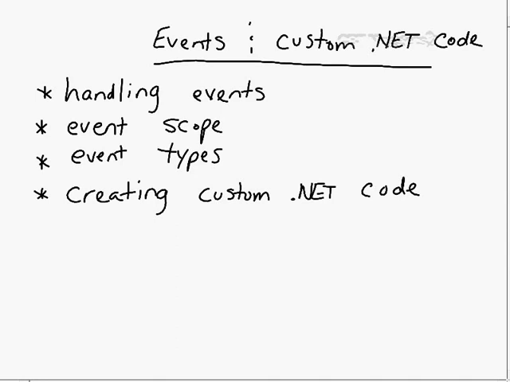Then we focused on creating our own custom .NET code. It can be either Visual Basic or C#, and you'll want to create a script component and specify which language you're using. And be sure to add any input and output parameters that you need to.